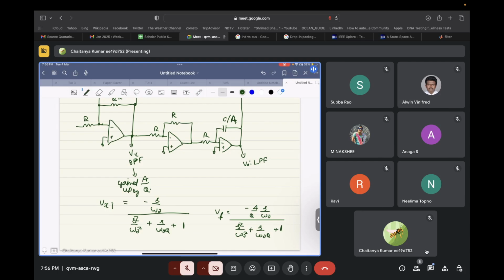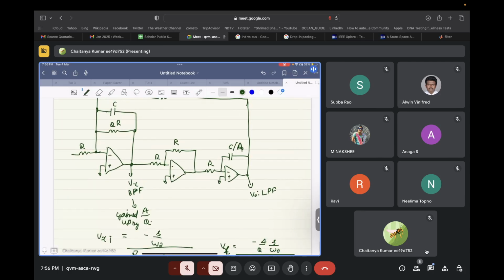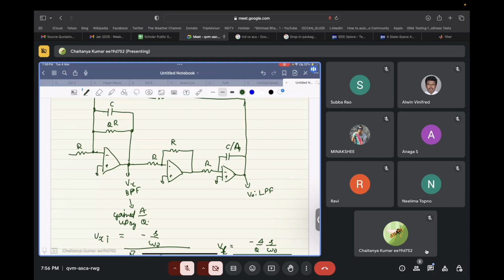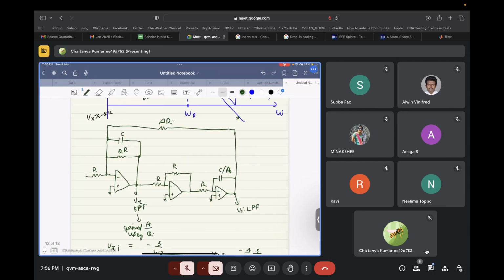So Vx final will have a gain of A at omega naught. That is the maximum gain. So what we need to do? We will apply the same principle that we applied while scaling the low pass node. So let's say some current. There are two sources of current. Let's say the combined current going inside this particular impedance is I.